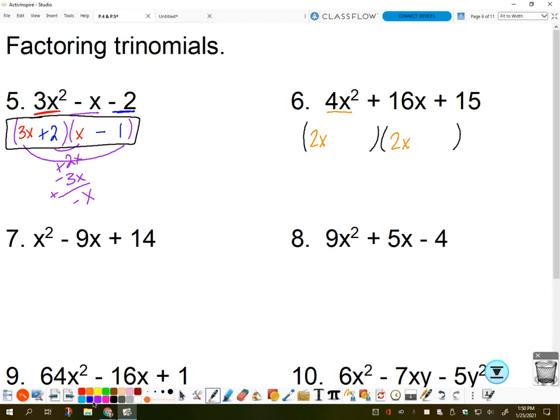Then we need to know what multiplies to get 15. So again, you have 2 choices, 1 times 15 or 3 times 5. And again, you just pick one. So let's say 3 times 5. You're multiplying to get a positive, and you're going to want to add to get a positive. So we know these signs are both positive.